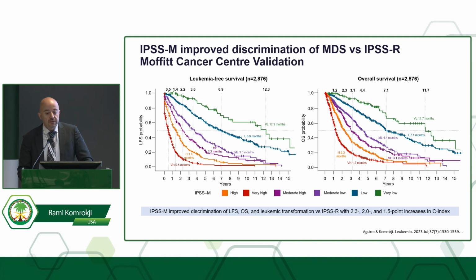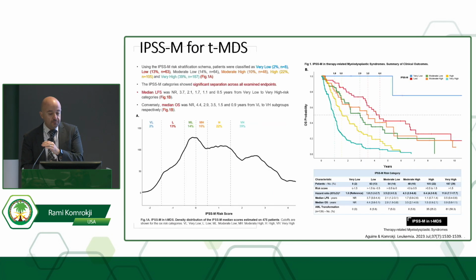So we attempted to look at this in our data set. We looked at almost 3,000 patients, and we saw figures that were basically superimposed on the original publication. So this is very reproducible. The outcomes of patients are the same, and the same data in upstaging the patients were observed in our cohort.